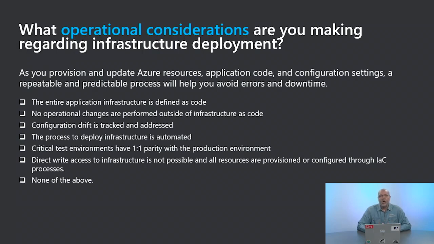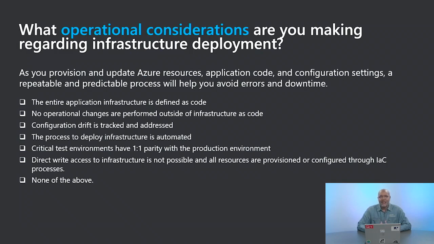Use infrastructure as code to fully realize deployment optimization, reduce configuration effort, and automate the full environment's deployment. Once deployed, this results in usable cloud services. ARM templates, a native infrastructure as code solution, or Terraform can help you with this. ARM or Azure Resource Manager can also help with configuration drift by reducing vulnerability in your infrastructure. As you provision and update Azure resources, application code, and configuration settings, a repeatable and predictable process will help you avoid errors and downtime. And here are our questions for what operational considerations you are making regarding infrastructure deployment.